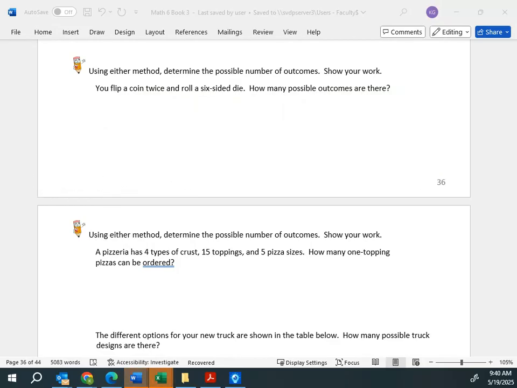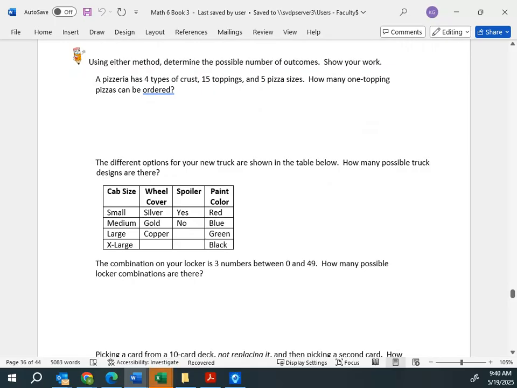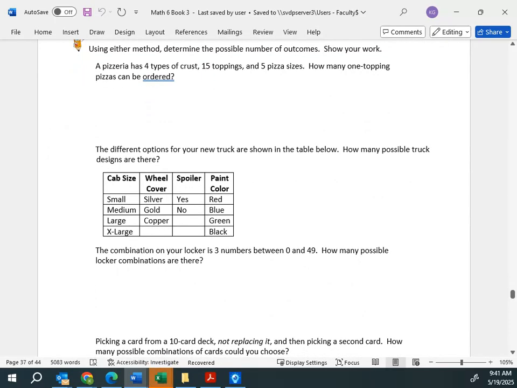Let's look at our homework page. Using either method, if you want to use the probability tree, totally fine. If you want to use the counting principle, totally fine. Either way, you have to show your work. Show all of the steps that you're doing, all of those outcomes, whatever you're doing. So, a pizzeria has 4 types of crust, 15 toppings, and 5 pizza sizes. How many one-topping pizzas can be ordered?